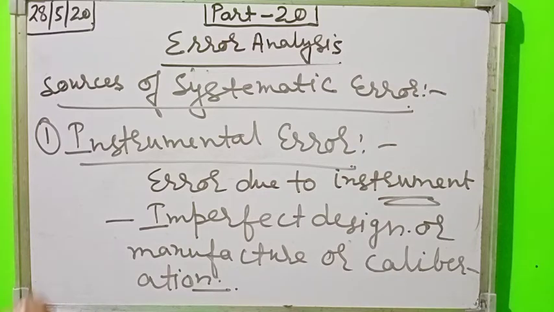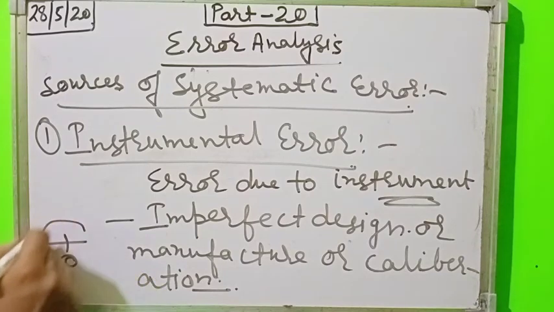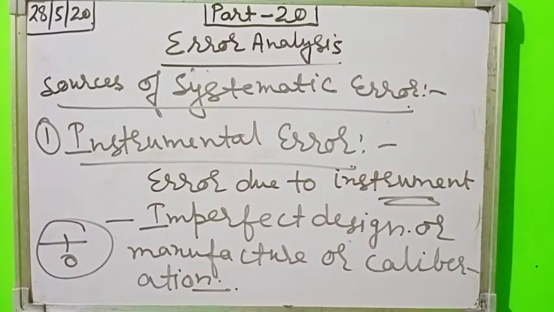In a vernier caliper, sometimes it happens that the zero scale does not coincide. There are two scales, vernier scale and main scale. In certain instruments, the zero of the vernier scale does not coincide with the zero of the main scale. That is the instrumental error. Clear? The second source of systematic error is imperfection in experimental technique or procedure.